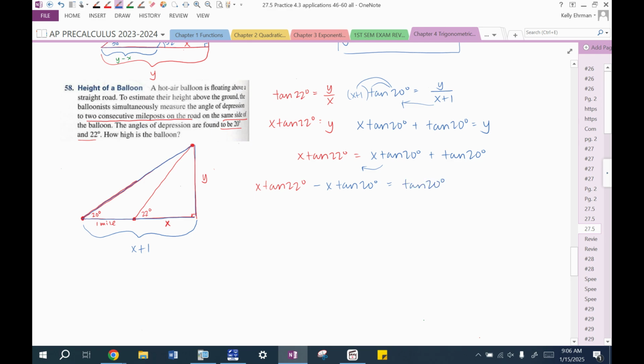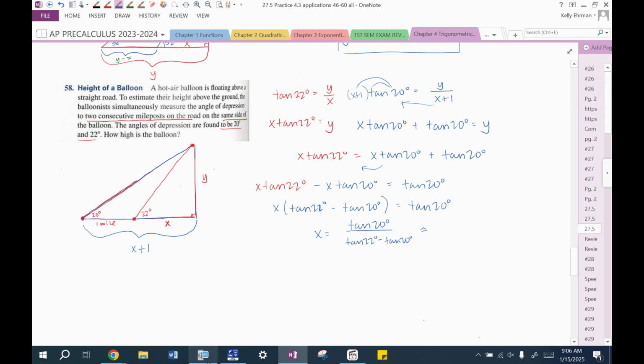We get our x's on the same side, so we can factor an x out. All right, I'm done color coding, by the way. So that's going to leave me tangent 22 minus tangent 20. And the purpose of factoring the x out is so that we can divide the parentheses to the other side. So x is equal to the tangent of 20 divided by the tangent of 22 minus the tangent of 20.